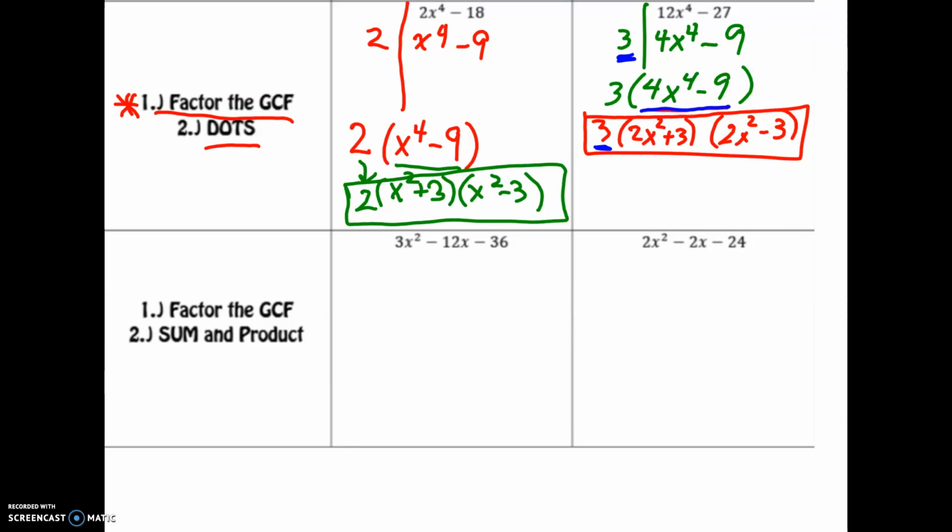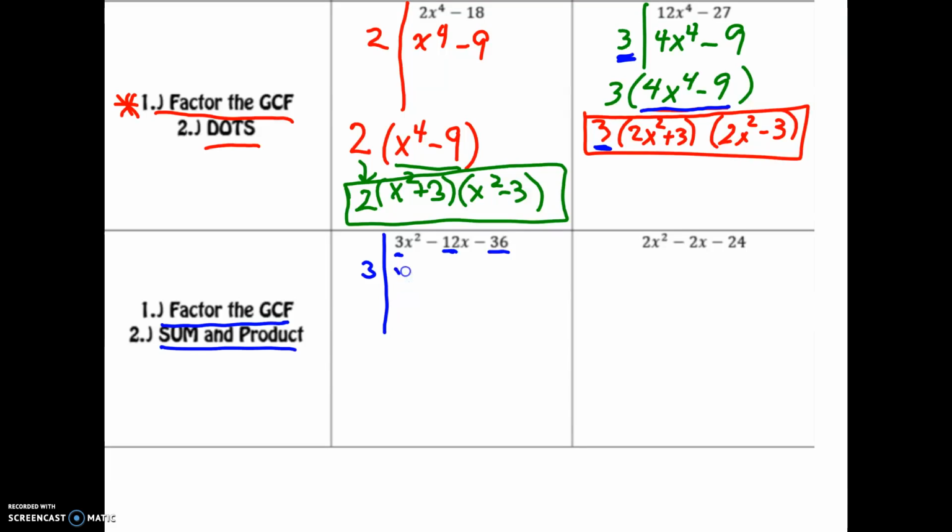Finally, we're going to move to what if you could factor out a GCF, but then instead of it being dots, it was a sum and product situation. Notice how now we're talking about trinomials instead of binomials in those top 2 examples. So I'm going to start by saying, what can I take out of 3, 12, and 36? I can take a 3 out of all 3 of these terms.